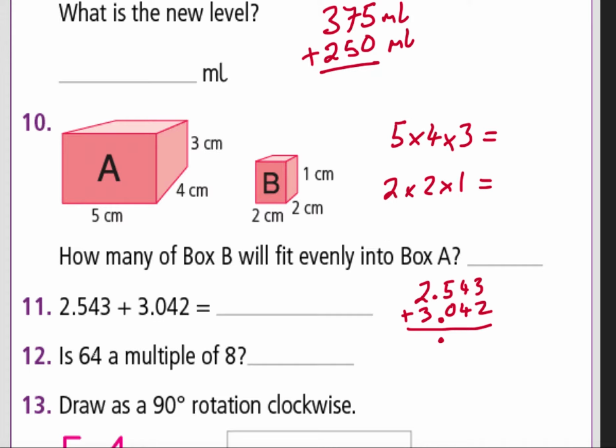Number 12, is 64 a multiple of 8? Well, you need to count in eights, and if you land on 64, then it is, and if you don't land on 64, then it isn't.